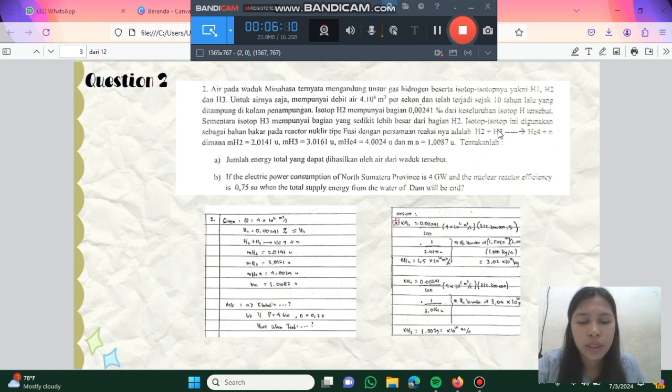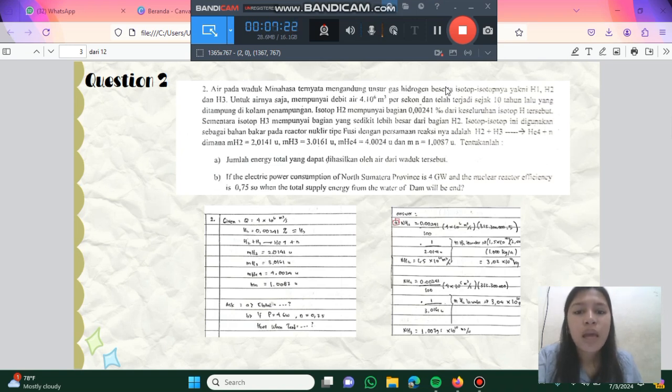So we can see the solution. Given: the discharge is 4 times 10 to the power of 6 cubic meters per second, H2 is 0.0241 percent, and H2 plus H3 gives He4 plus n. The mass of H2 is 2.014 U and the mass of n is 1.0087 U. It asks for A, the total energy, and B, if P is equal to 4 GW and the efficiency is 0.75, then when is T.